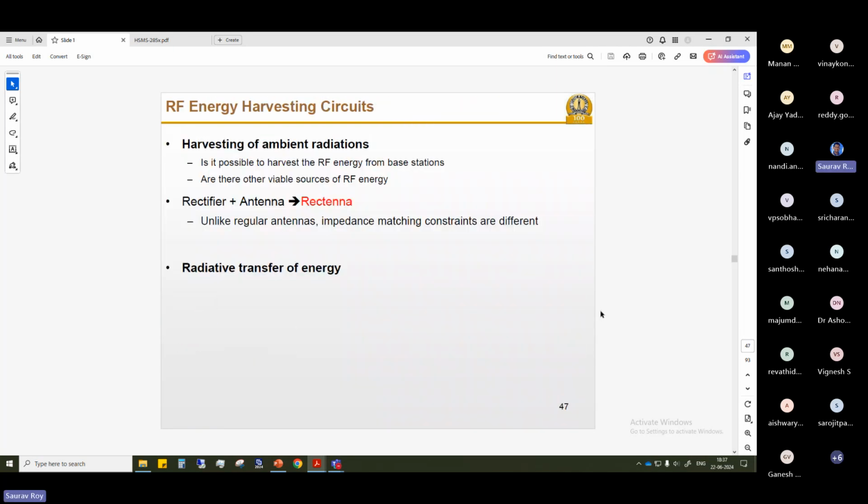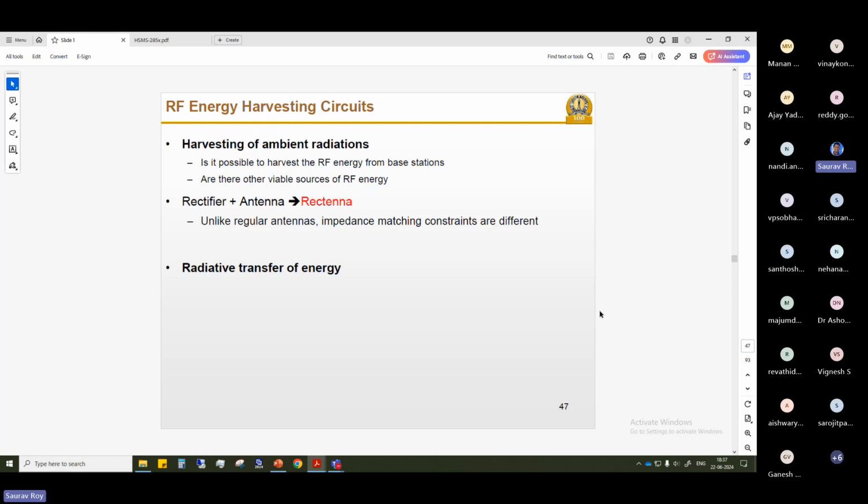Okay, so we'll be starting now the RF energy harvesting. As you see, there are a lot of RF or microwave signals in the air. It's coming from everywhere, starting from the mobile towers to the Wi-Fi terminals, even from our mobile phones and all other RF terminals we have around us. So is there any opportunity or scope to harvest those energies?